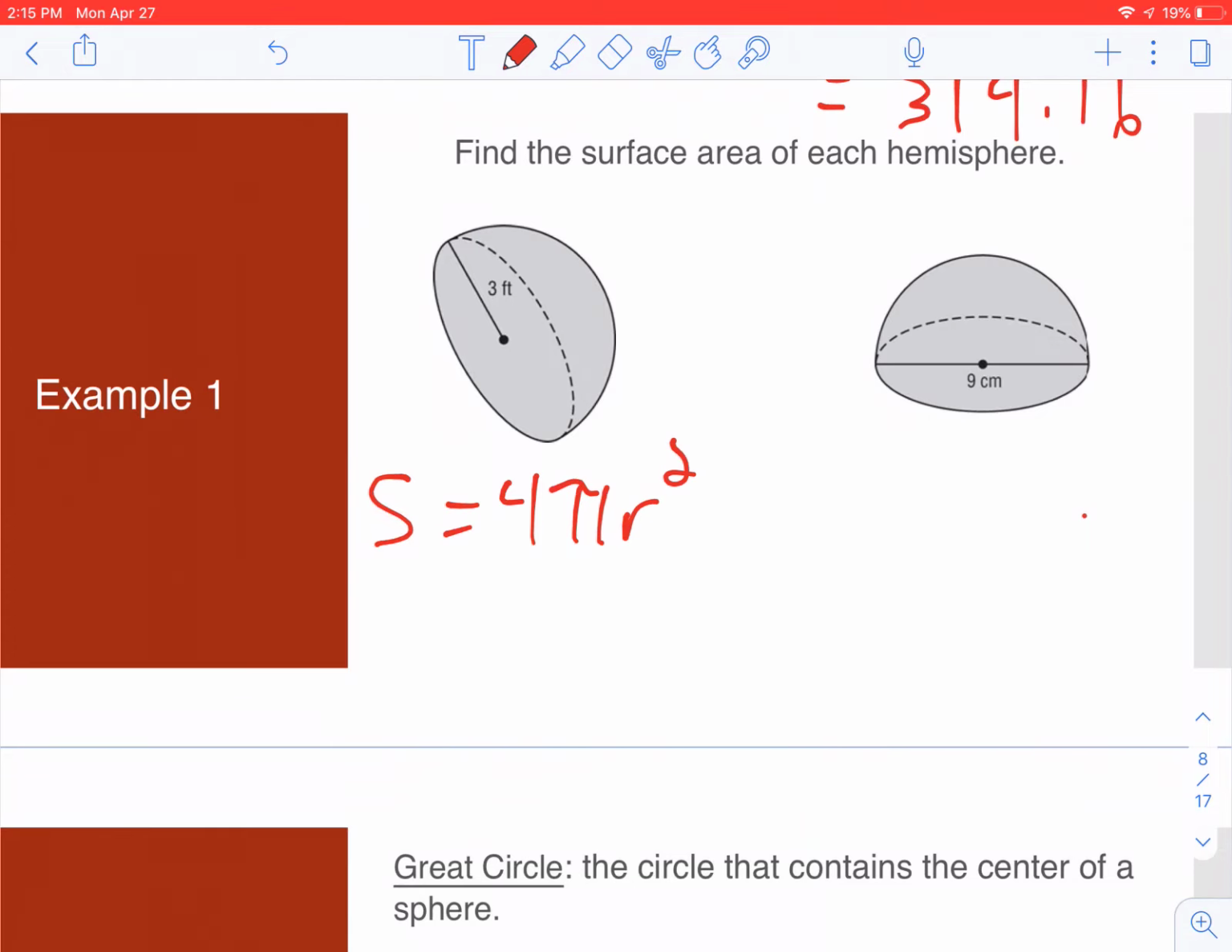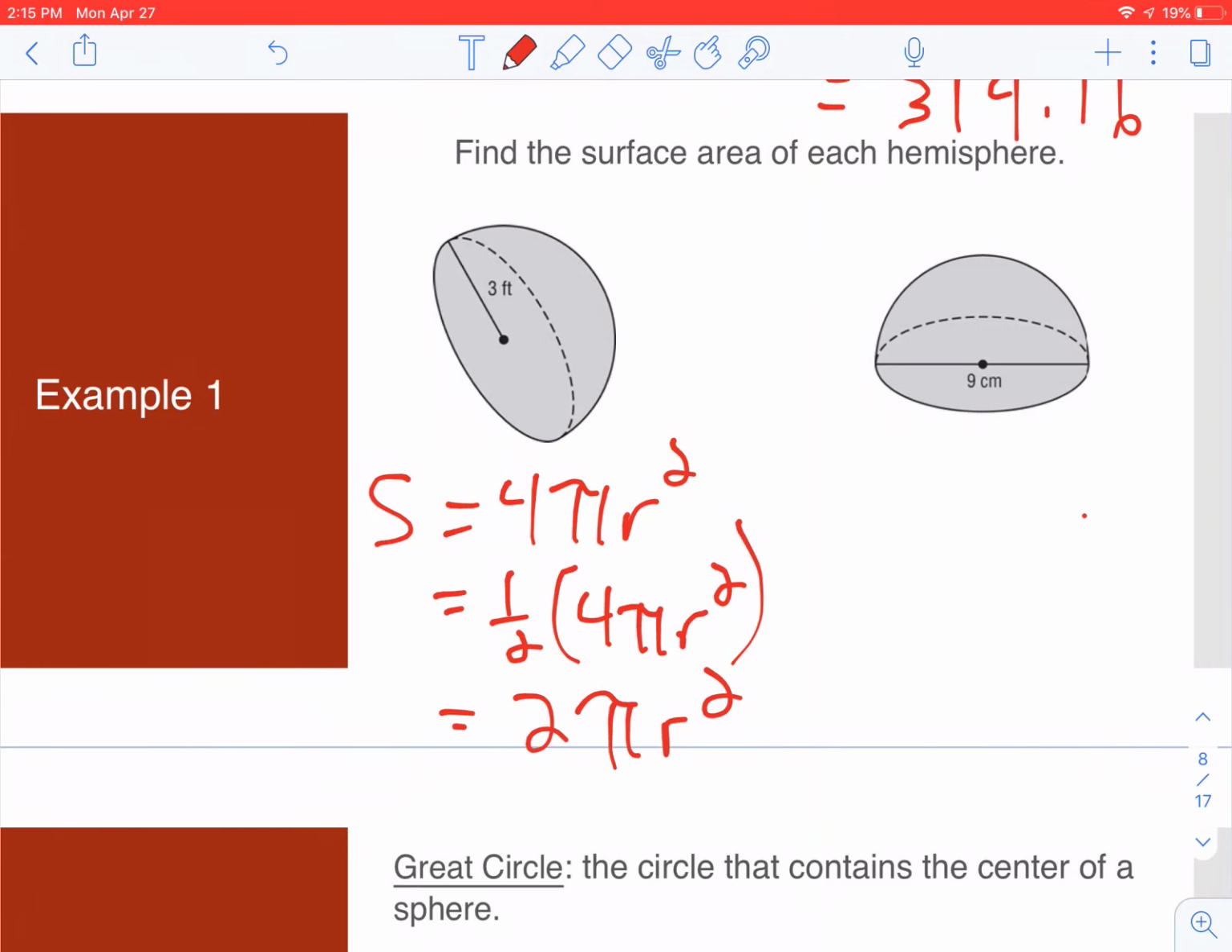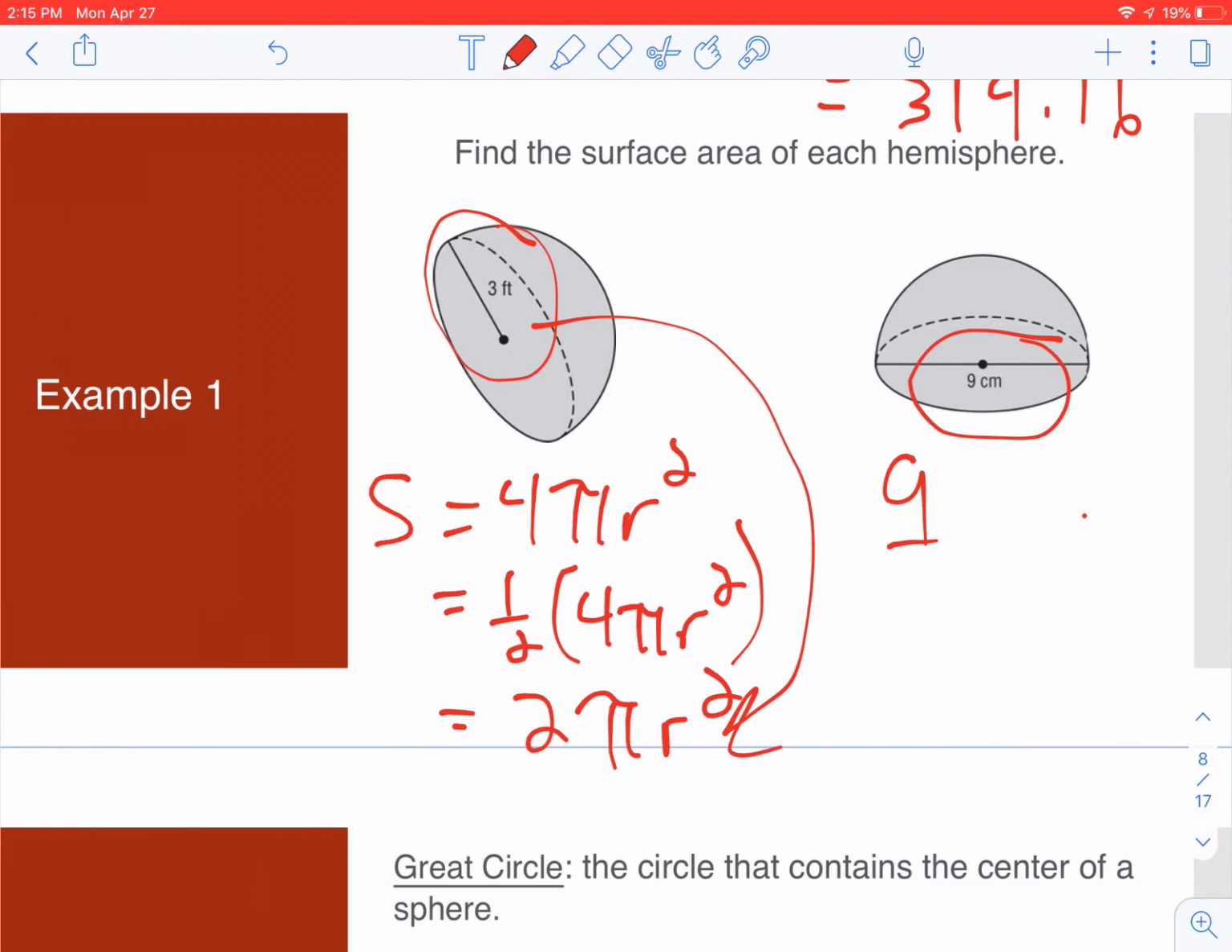Okay, if I do a hemisphere, we know that the surface area is 4 pi r squared. A hemisphere is half. So if I take 1/2 of that, hemisphere surface area is 2 pi r squared. Once again, I take my 3, plug it in for r. Over here, I notice it's a diameter. 9 over 2 is 4.5. That's r. And then I plug that back in.